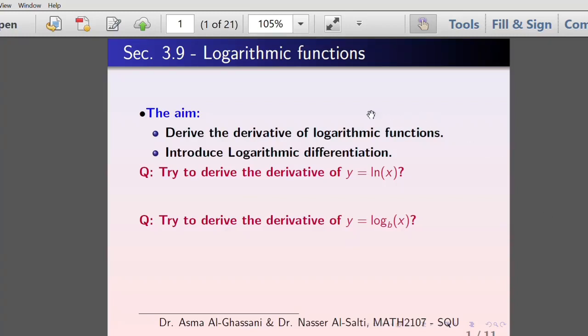Section 3.9 Logarithmic Functions. In this section, we aim to derive the derivative of logarithmic functions and introduce logarithmic differentiation. So first, let us try to derive the derivative of y equals ln of x and the derivative of y equals log x to the base b.